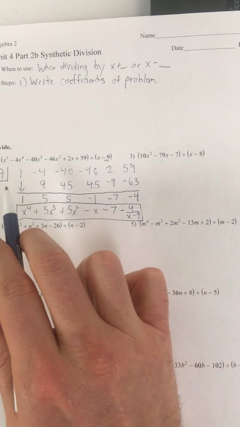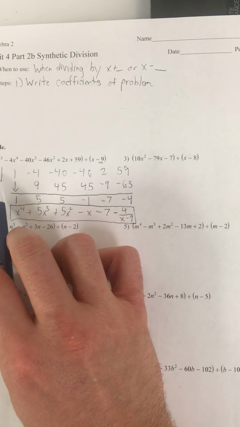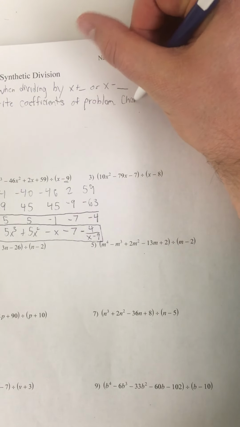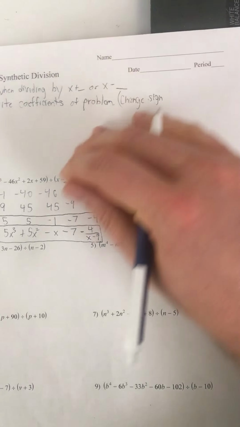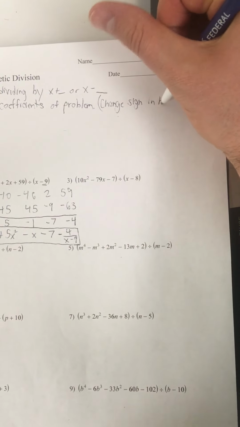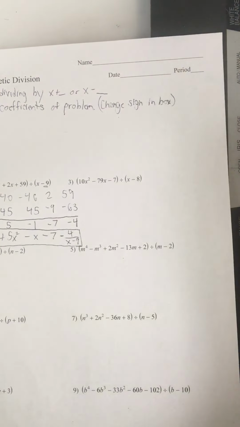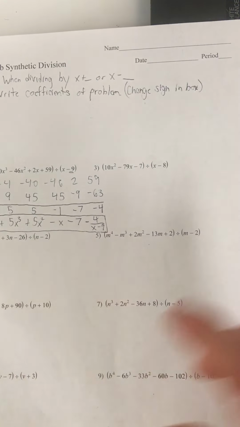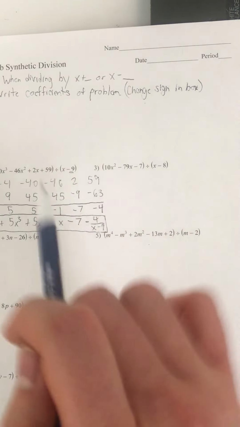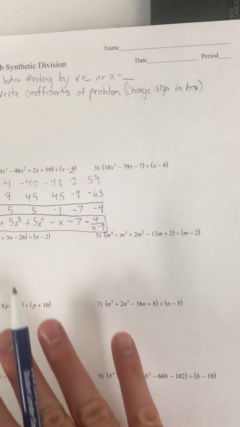And I had to change the sign in the box. Not all the signs, rather. I just changed that one sign, the one that you're dividing by. So change the sign in the box. Now, why did we have to do that? Because this is basically a shorthand version of long division. With long division, you have to divide, multiply, subtract, where you have to change the signs. The short way is just go ahead and change that sign now.